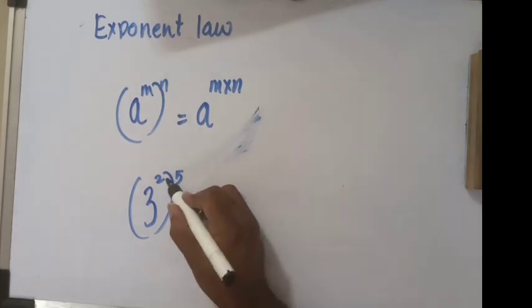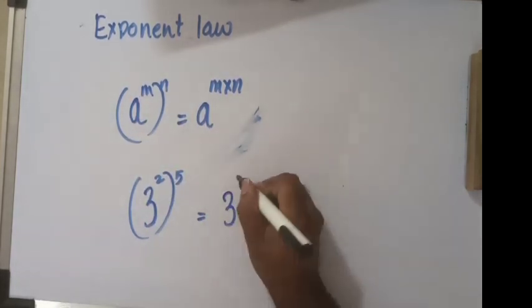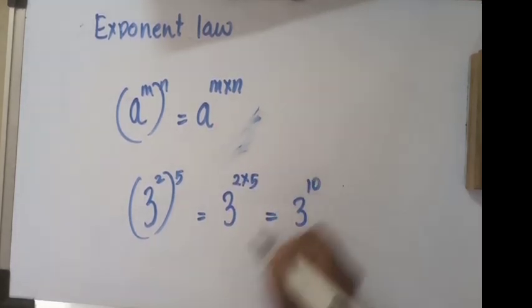So this, you will not write it as 5 plus 2. That is wrong, because this is in this form. So this becomes 3 raised to 2 into 5. That is 3 raised to 10.